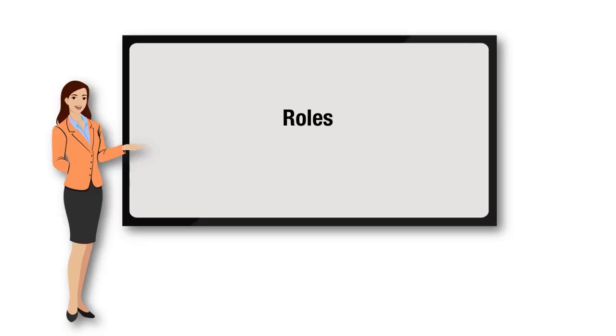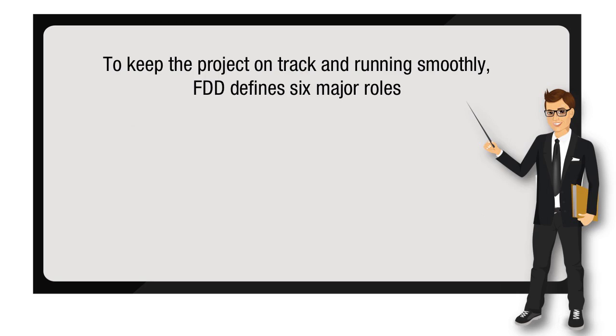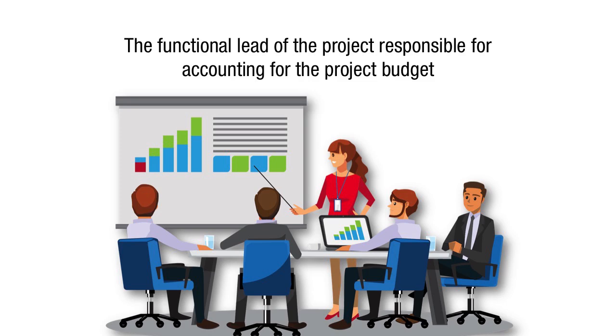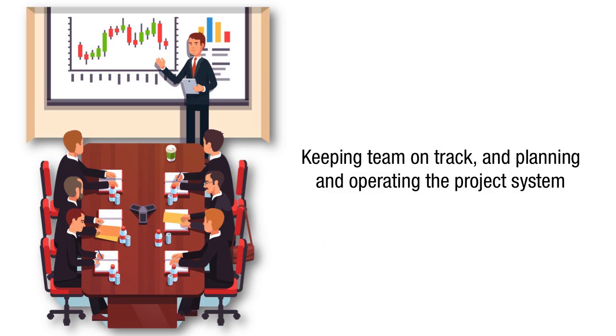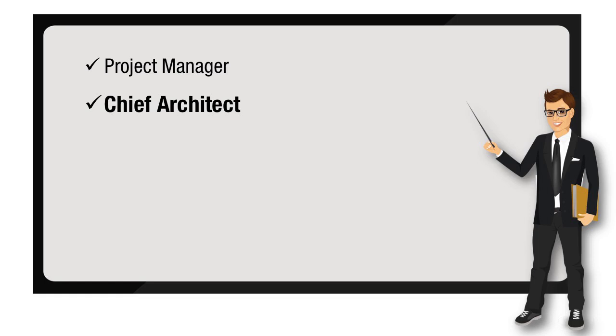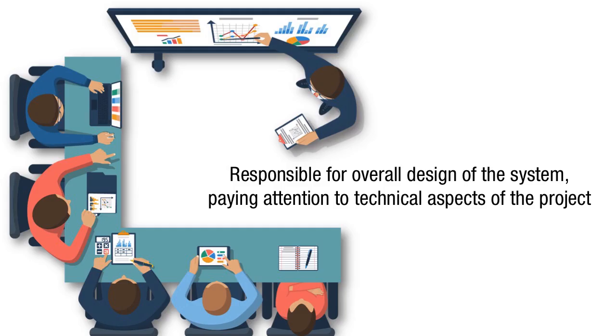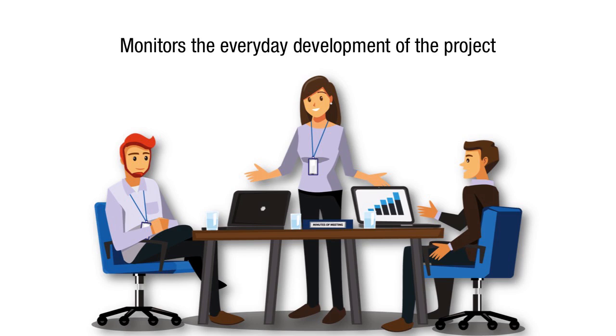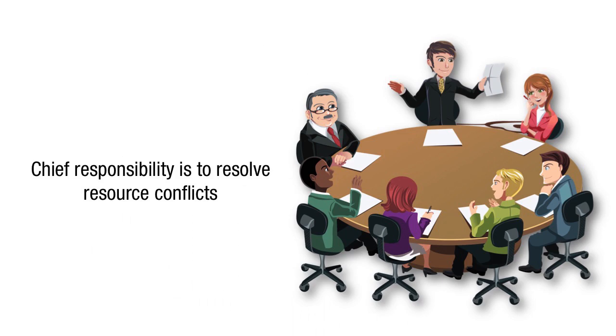Next, we'll learn about roles. To keep the project on track and running smoothly, FDD defines 6 major roles. Project Manager, the functional lead of the project, responsible for accounting for the project budget, keeping the team on track, and planning and operating the project system. Chief Architect, responsible for the overall design of the system, paying attention to the technical aspects of the project. Development Manager monitors the everyday development of the project. This person's chief responsibility is to resolve resource conflicts.